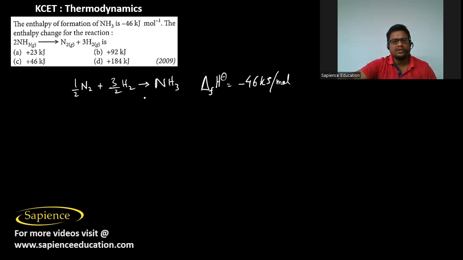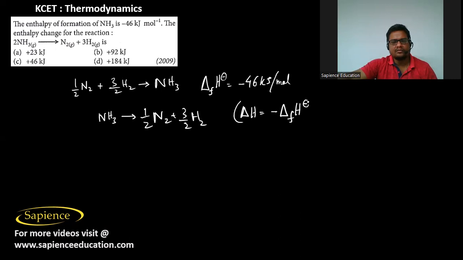So if we multiply this by 2 and if we reverse the reaction, then the sign of the enthalpy change will be reversed. It will be NH3 will give half N2 plus 3 by 2 H2. So here the change in enthalpy will be equal to the negative of the formation enthalpy, that is 46 kilojoule per mole.